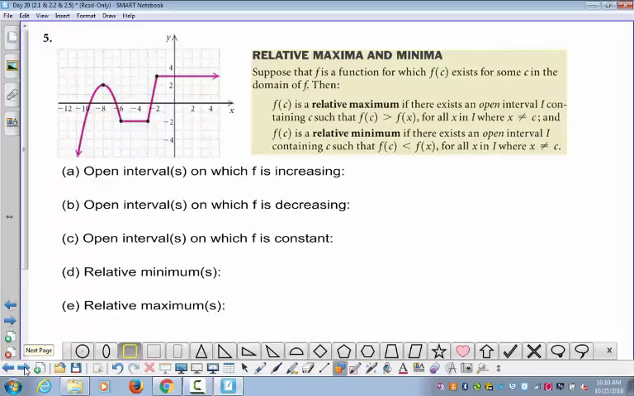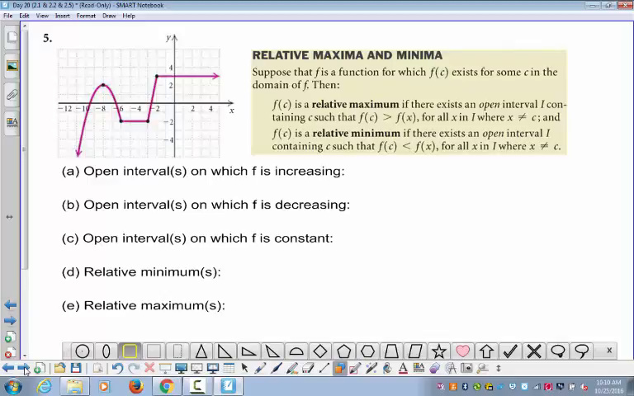It's a very intuitive definition. A relative max is basically a y value that's above the surrounding y values. A relative min is a y value that's below the surrounding y values. So if we look at the formal definition, it says that f of c, so that's the y value at c, is a relative max if there exists an open interval I containing c such that f of c is greater than f of x for all x in I.